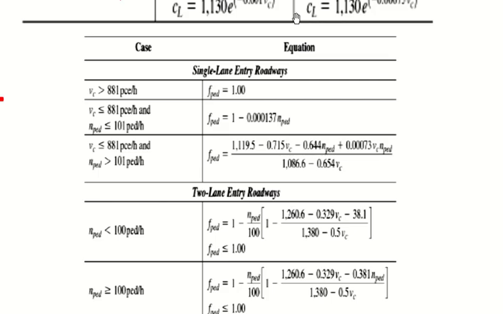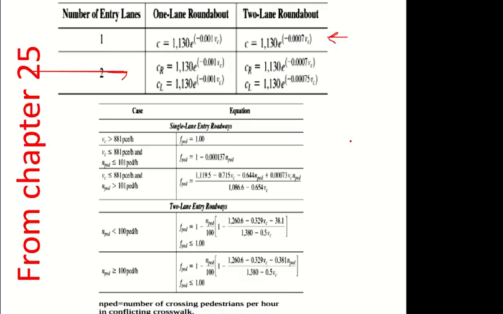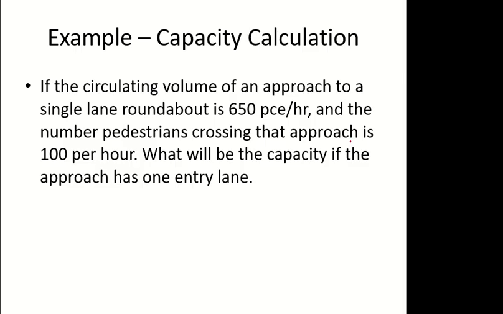Once you do that, you will know which factor will apply. You will calculate that factor from the second table and multiply it with the C value you got from the first table. Okay, so this is how the capacity is calculated. This is an example to clear out this process.